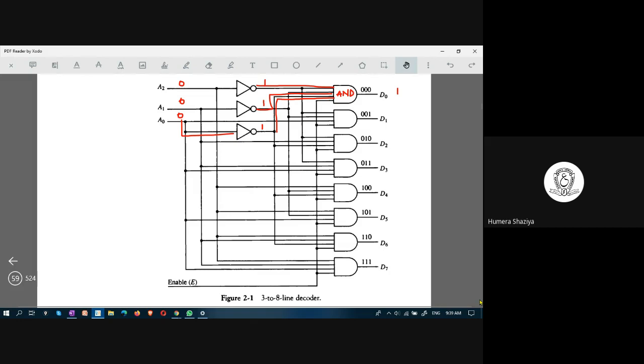AND gate would produce 1 only when all the inputs are 1. If any one input is 0, the output would be 0 irrespective of the total number of ones. You know, if there is one 0 and all others are 1, even then the output is 0. We know that these three are zeros.